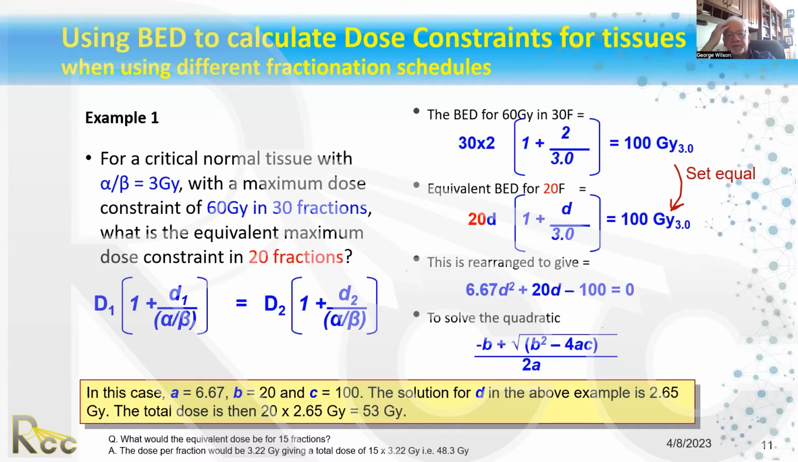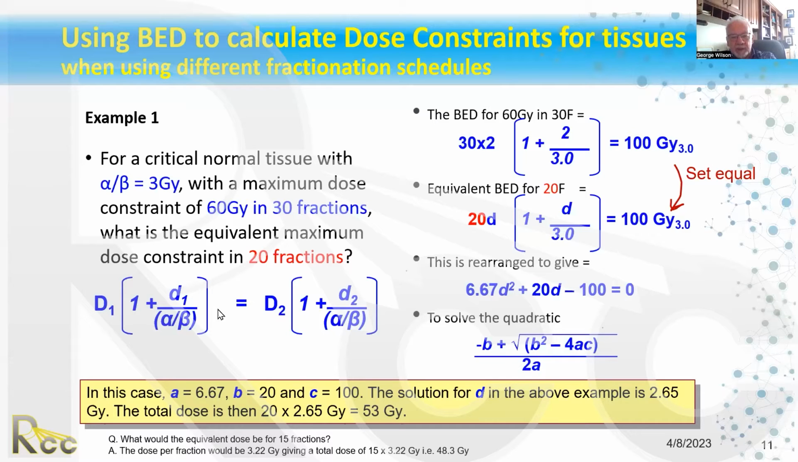So here's an example where we're going to change the fractionation schedule. We have a critical normal tissue that's got an alpha beta ratio of 3 gray. So it's a late responding normal tissue. It's getting a maximum dose constraint of 60 gray in 30 fractions. Well, what we would now want to know is what would be the equivalent maximum dose constraint if we gave it in 20 fractions instead of 30 fractions. So now we're going to try and work out what that dose per fraction would be. Here it's obviously 2 gray, but now we're giving fewer fractions, so the dose will be higher.